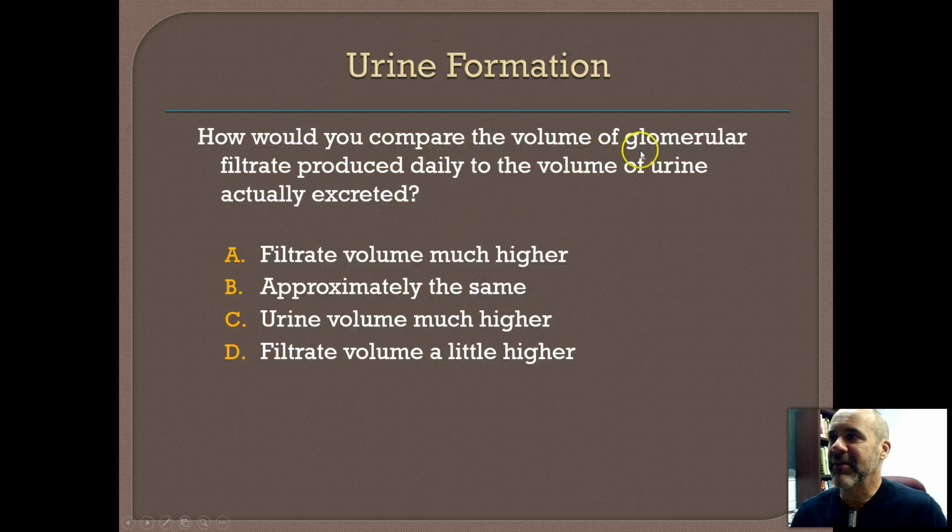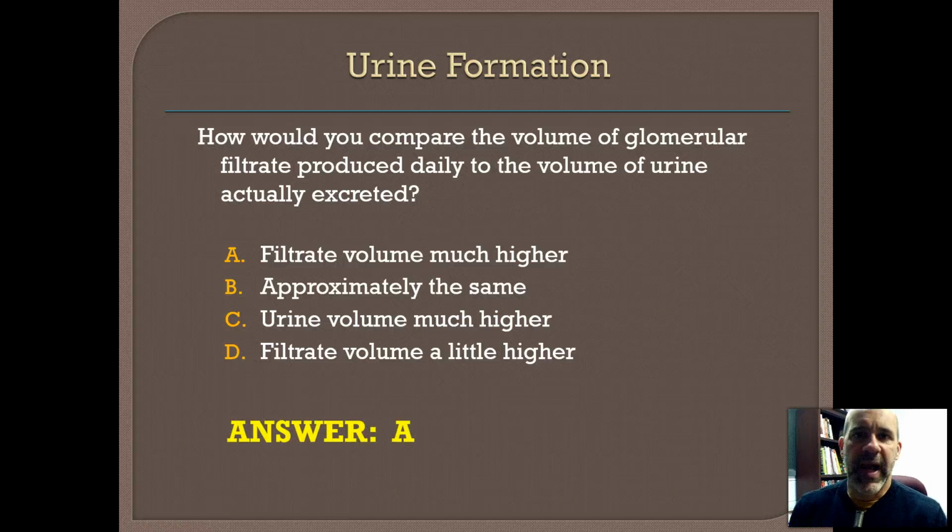How would you compare the volume of glomerular filtrate produced daily to the volume of urine actually excreted? Is the filtrate volume much higher, approximately the same? Is your urine volume much higher, or is your filtrate volume just a little bit higher?